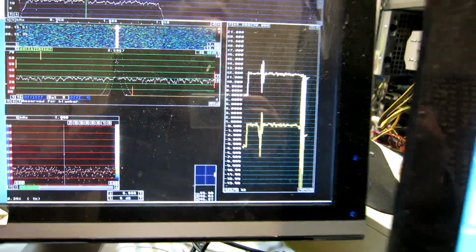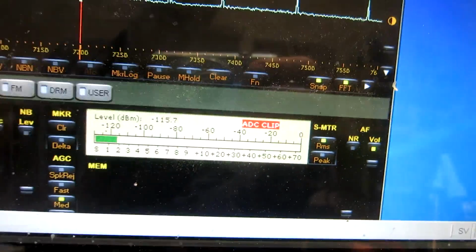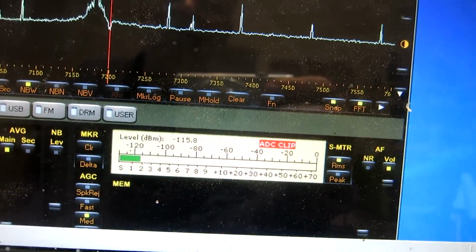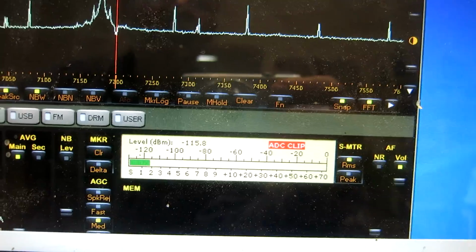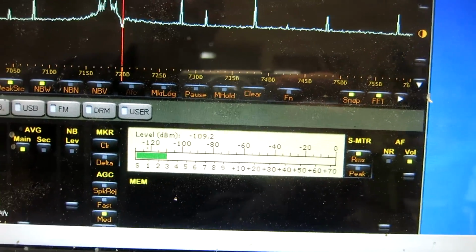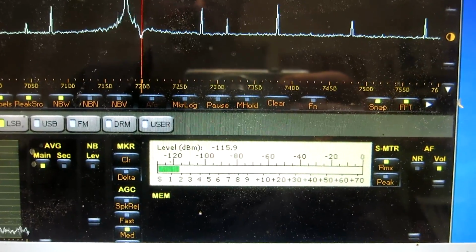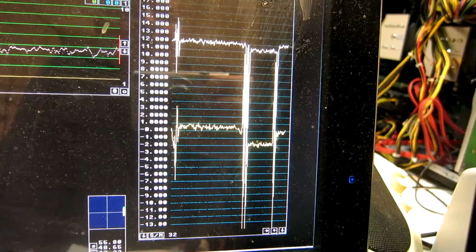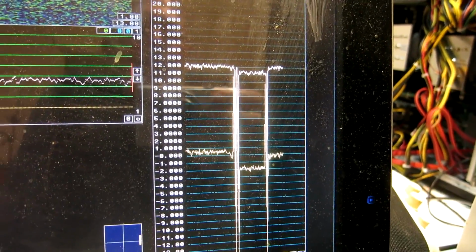It's about here. And Perseus tells me the ADC is clipping. So I have compression because of clipping. This is unacceptable. So 1 dB less. This will be the maximum for the Perseus. And note that the signal to noise loss is about 1 dB only.